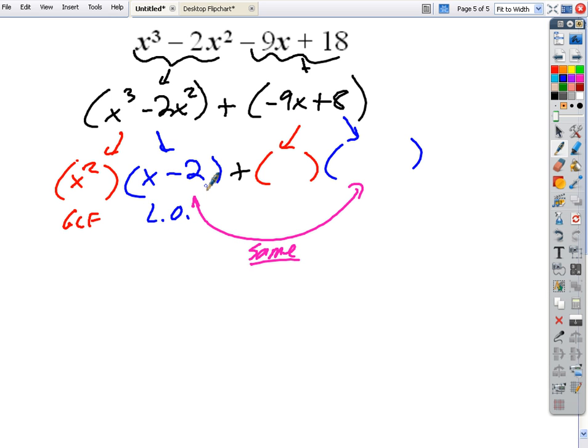X minus 2, then, has to go here if it's going to work. So what you really want to do here, people have a tendency to want to go, okay, let's start with the second one and factor that. No, don't. Make it easy. You know that this has to go there for it to work.